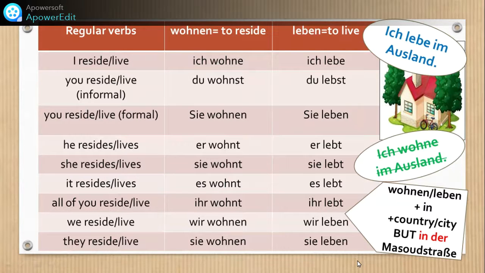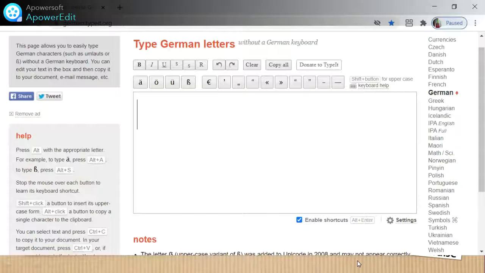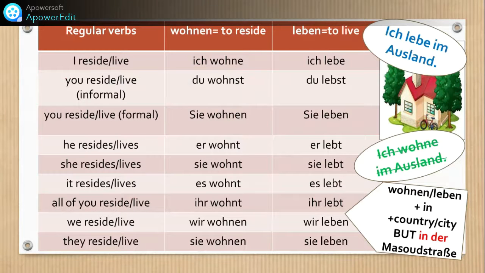And the preposition im is actually in plus dem. So for saying that I live abroad, I will use the verb leben and I will say ich lebe im Ausland.